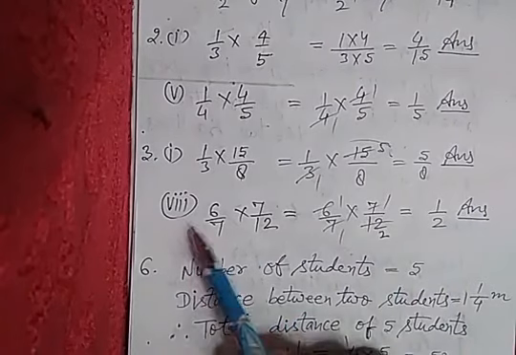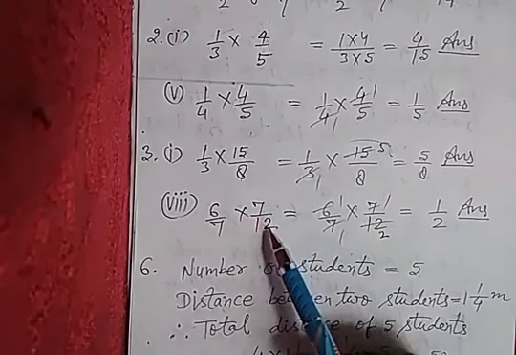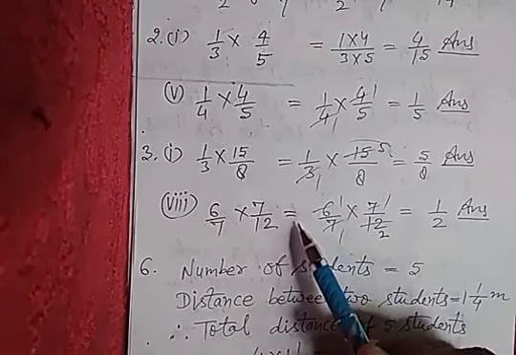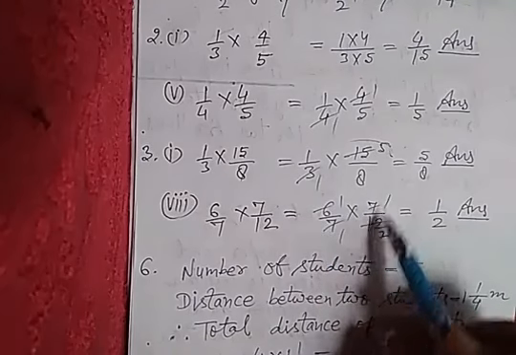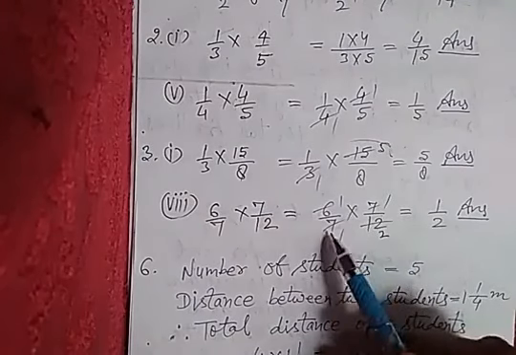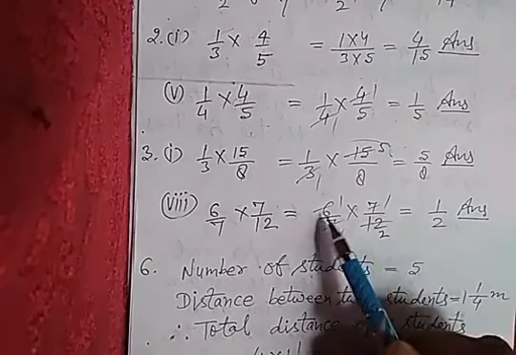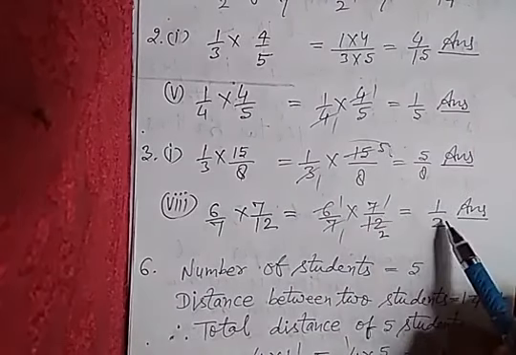Now the 8th part: 6 upon 7 into 7 upon 12 is equal to 6 by 7 into 7 upon 12. Dividing by 7, 7 1 ja 7, 7 1 ja 7, and 6 1 ja 6, 6 2 ja 12, is equal to 1 by 2. This is the answer.